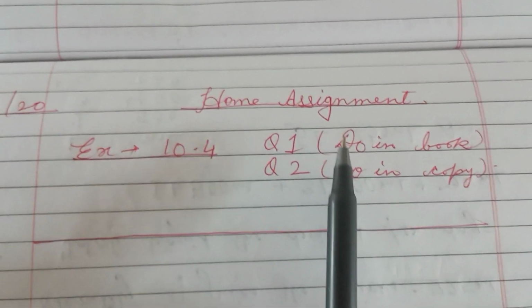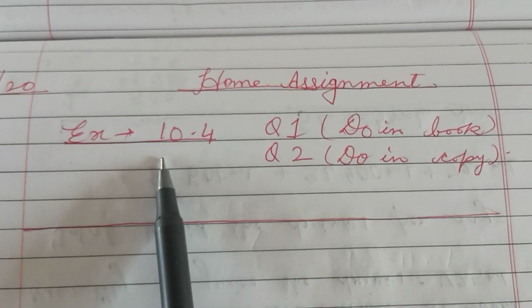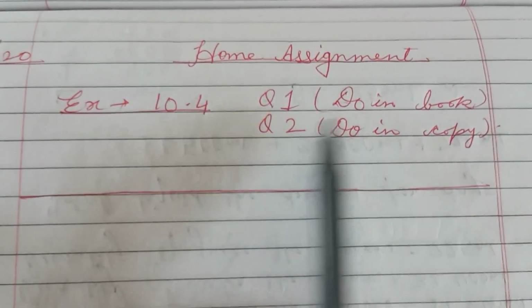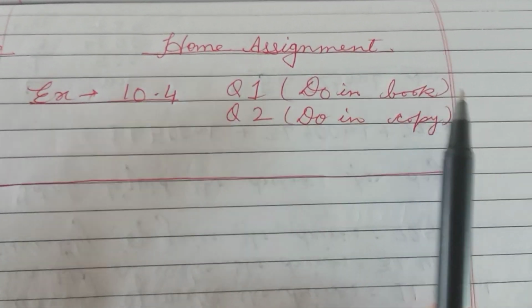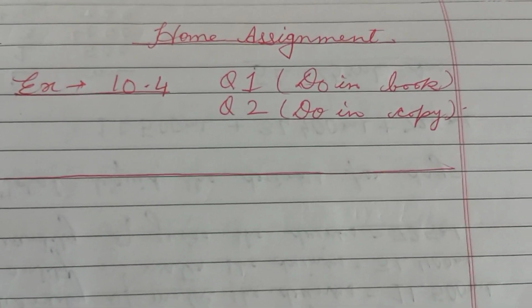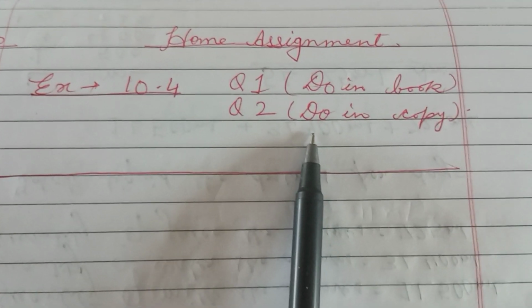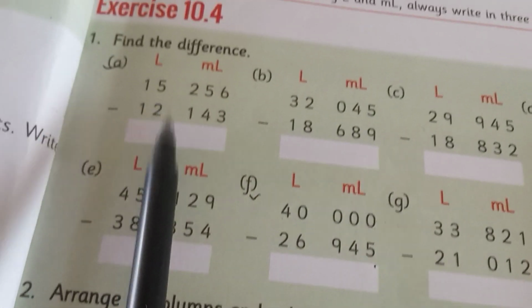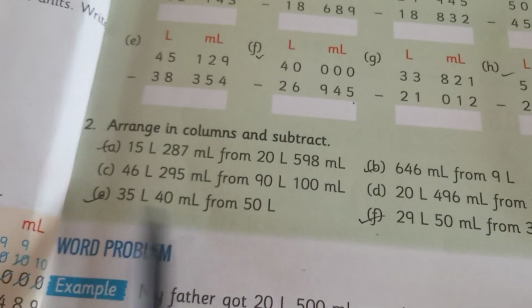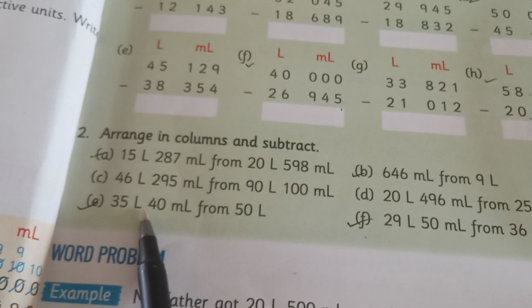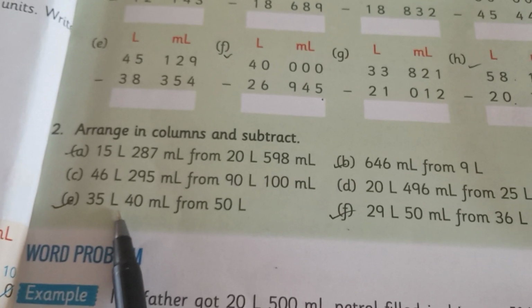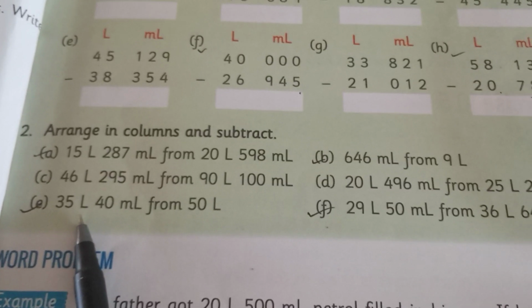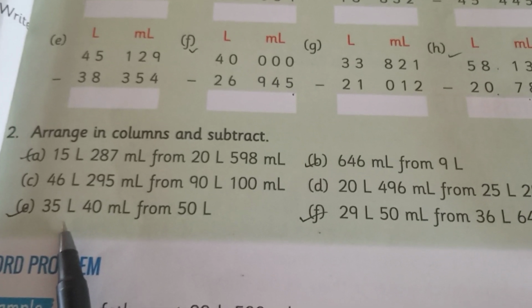Now, children, it's time for your home assignment. In exercise 10.4, question number 1 you will do in the book, all questions. But question number 2 you will do in the copy. So you have to make columns and then you have to do subtraction. I think, children, you are getting it. You have to practice your subtraction again and again.